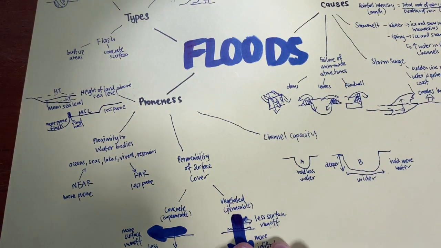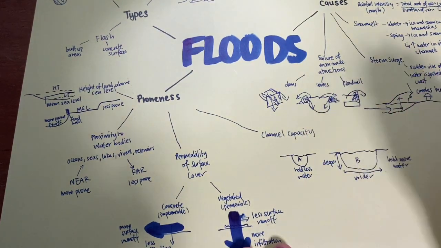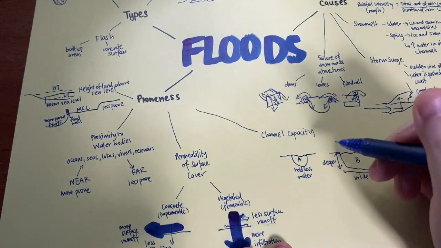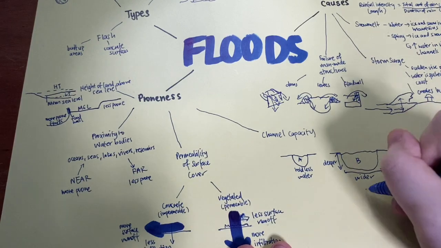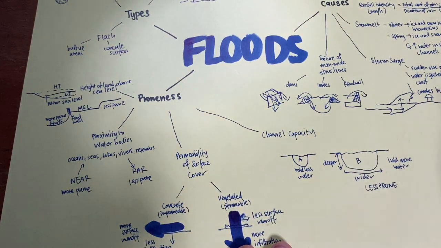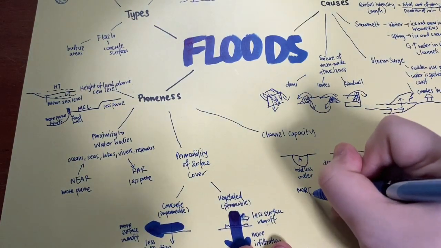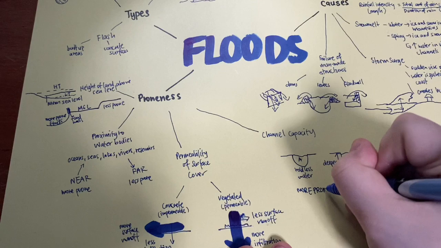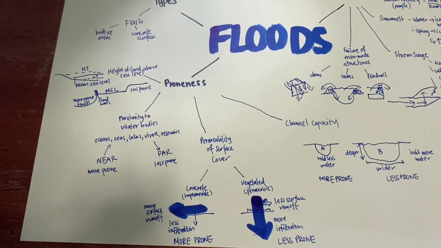Now, in this situation, if there's going to be heavy rainfall, which channel will be able to hold in more water? Obviously, it's our channel B, which makes it less prone to floods, while the smaller channel will be more prone. And that is all we have for proneness of cities to floods.